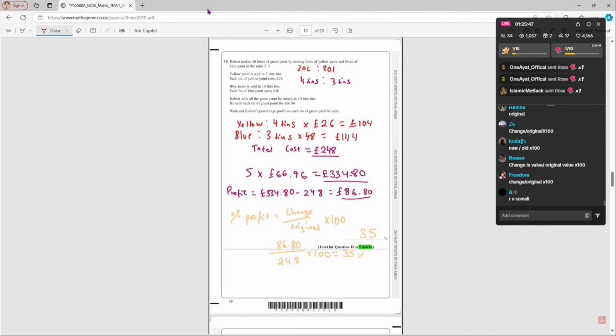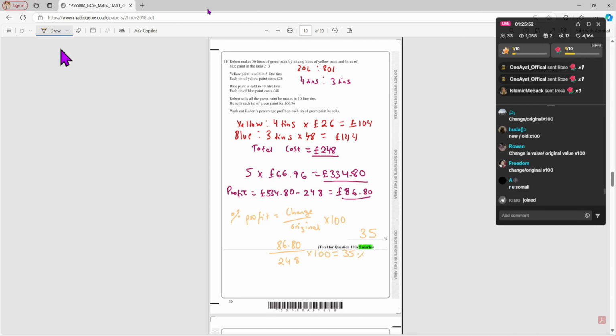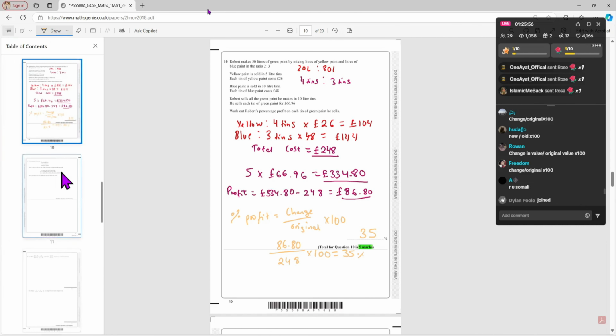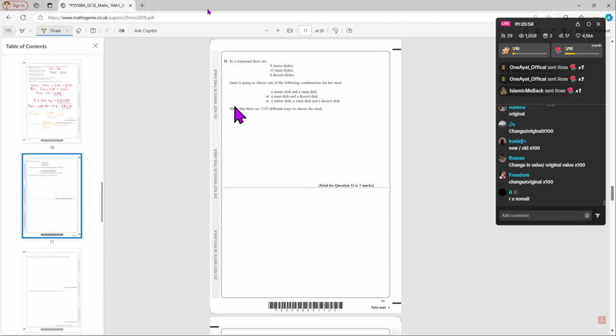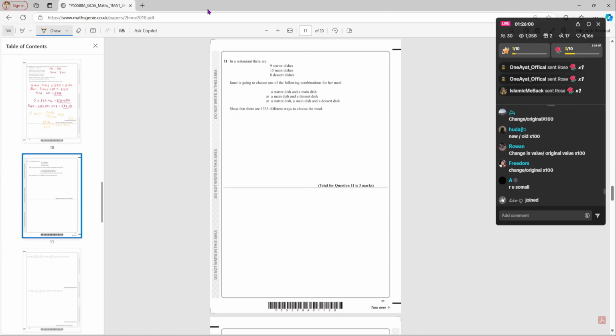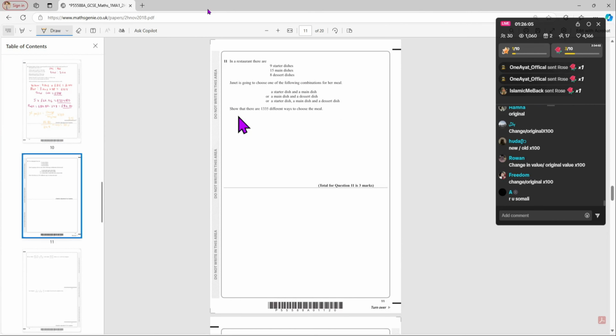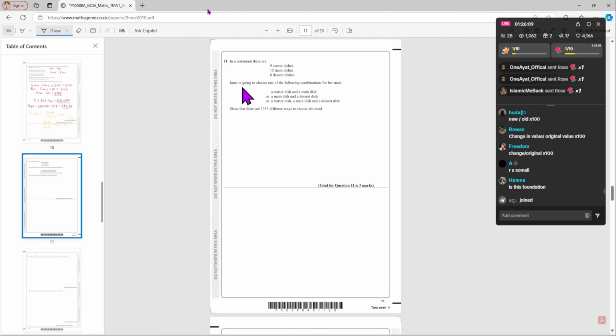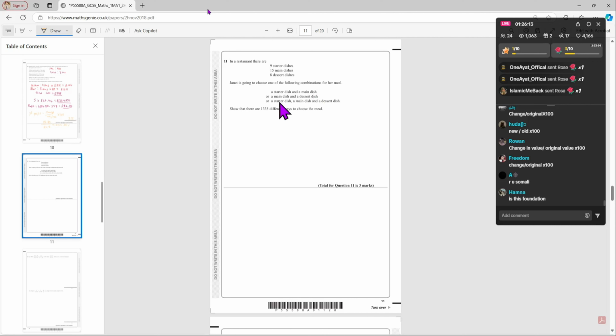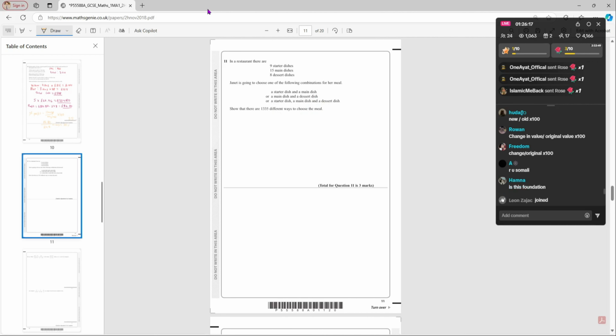So, moving on to question number 11. In a restaurant, there are 9 starter dishes, 15 main dishes, and 8 dessert dishes. Jeanette is going to choose one of the following combinations for a meal: a starter dish and a main dish, or a main dish and a dessert dish, or a starter dish, a main dish, and a dessert dish.